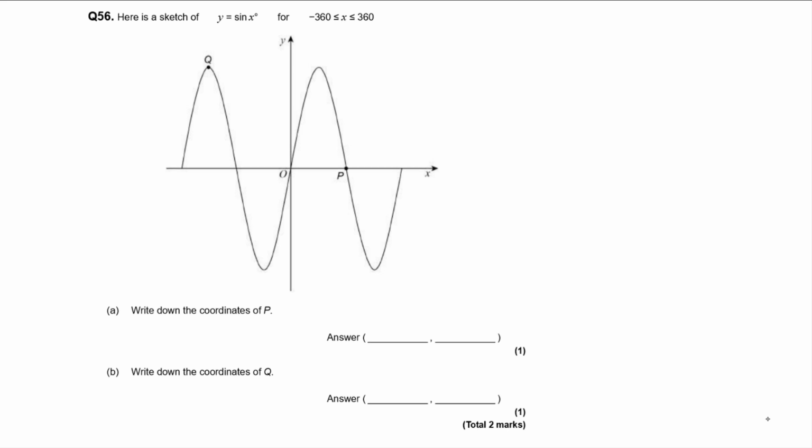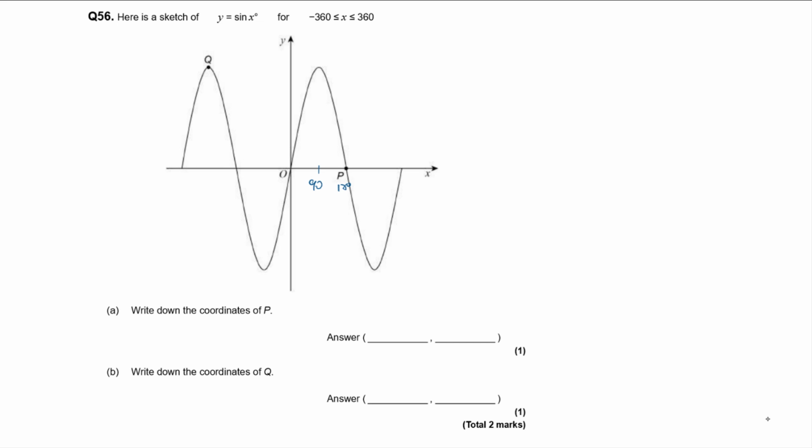Question 56, here is the sketch of y equals sine x from minus 360 to 360. So I've got 2 periods of the sine curve basically here, haven't I? So write down the coordinates at P. Remember that sine goes from 0 to 1 between the values of 0 and 90. So halfway up at that high point up there, it's going to be at 90. So by the time it comes back down again, that's going to be 180, isn't it?